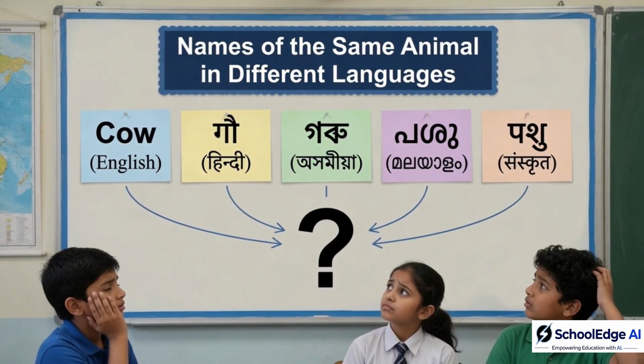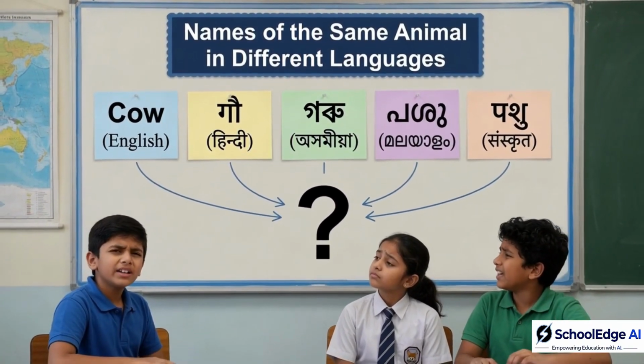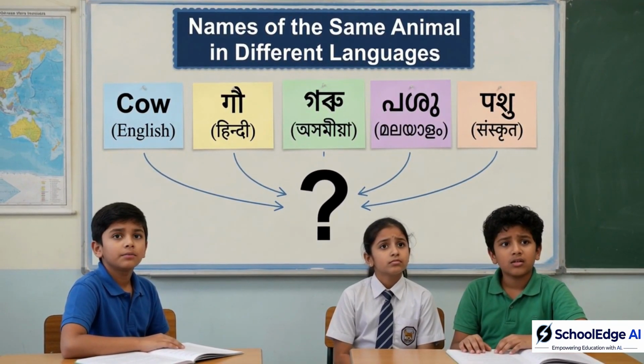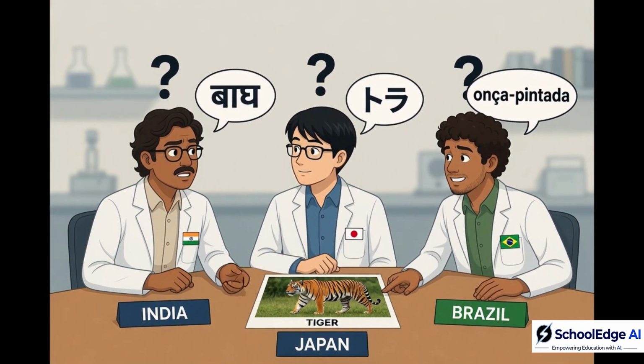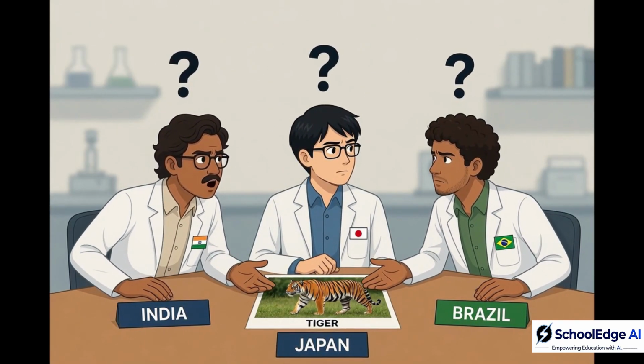Look at these names. They all point to the same animal. But why are there so many names? Could this cause a problem? Bag, Tora, Onça Pintada. 3 scientists, 1 animal, 3 different names. How will they know they are talking about the same thing?